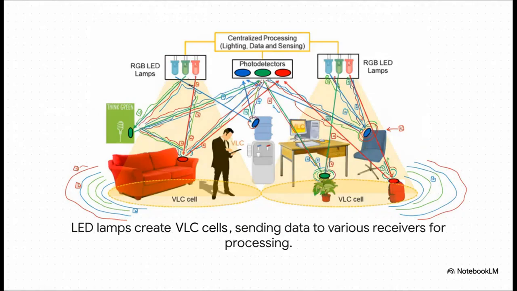This diagram really shows the system in action. You can see how each of those LED lamps creates its own little data zone. They call it a VLC cell. It's like a bubble of light that's also a high-speed data hotspot. You can literally paint a room with a network, blanketing the whole space in connectivity.